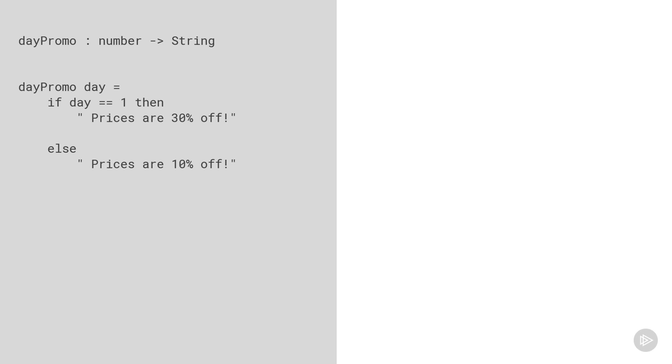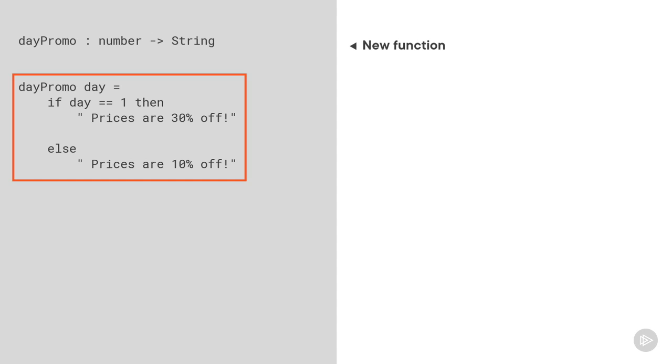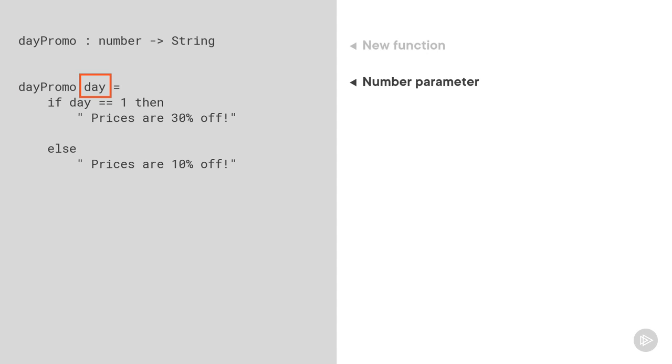Here is some Elm code to illustrate an if expression. Let's say the dayPromo function takes a number and returns a string value, something like a promotional message depending on the day of the month. The definition of the function has a number parameter named day, which is an integer. The function has an if expression with a Boolean condition. If day is equal to 1, then return the string with prices are 30% off, otherwise the other string.